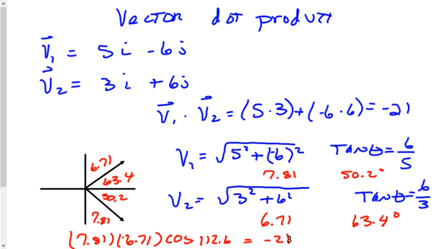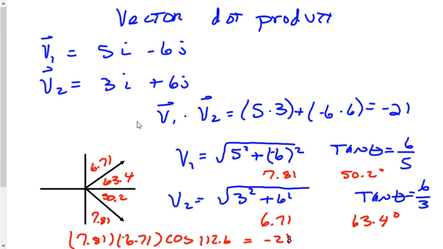Now another consideration, a little bit of vectors. The vector dot product is used pretty frequently in AP Physics C. Let's look at two different vectors. Let's say vector 1 is 5i minus 6j. Remember, i is for our x and j is for our y. And vector 2 is 3i plus 6j. And let's do the vector dot product.